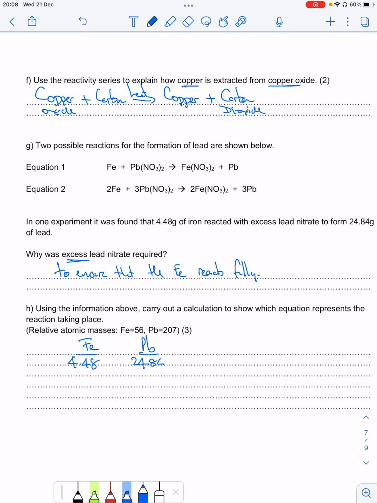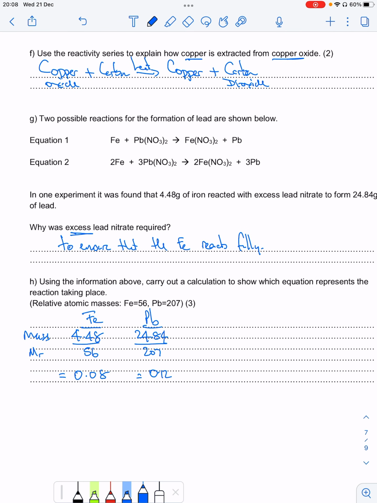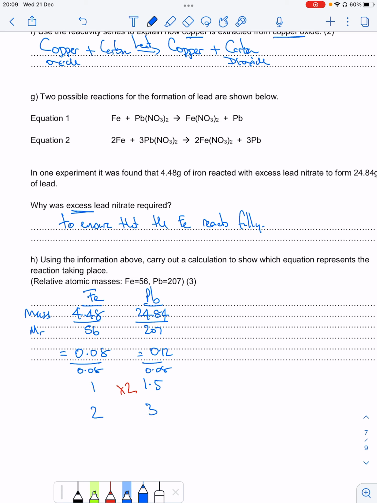I'm going to do an empirical formula style ratio here. If that's the mass, what is the relative atomic mass? The Mr for iron, it tells me, is 56, and this is 207. So I'm going to divide those numbers out. This one is going to give me 0.08, and this one is going to give me 0.12. Divide by the smallest, which is 0.08. That's going to give me 1, and that's going to give me 1.5. I can't have 1.5 of an atom, so let's double all that. That's going to give me 2 to 3.